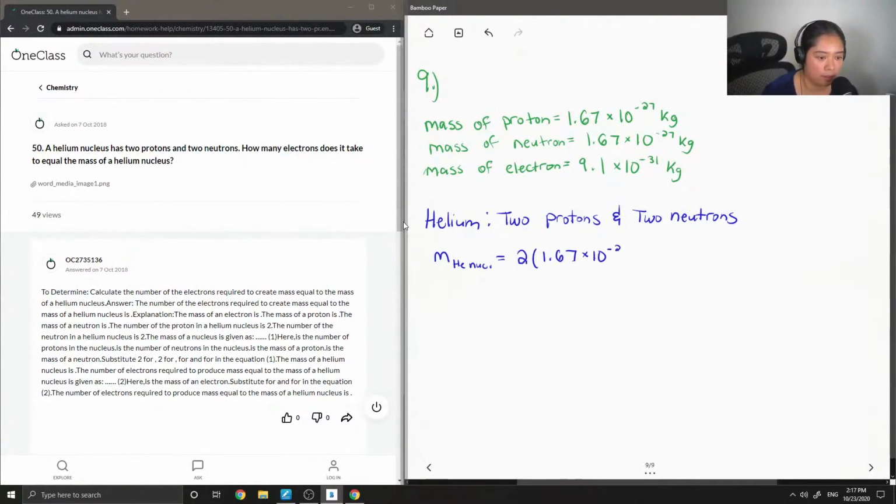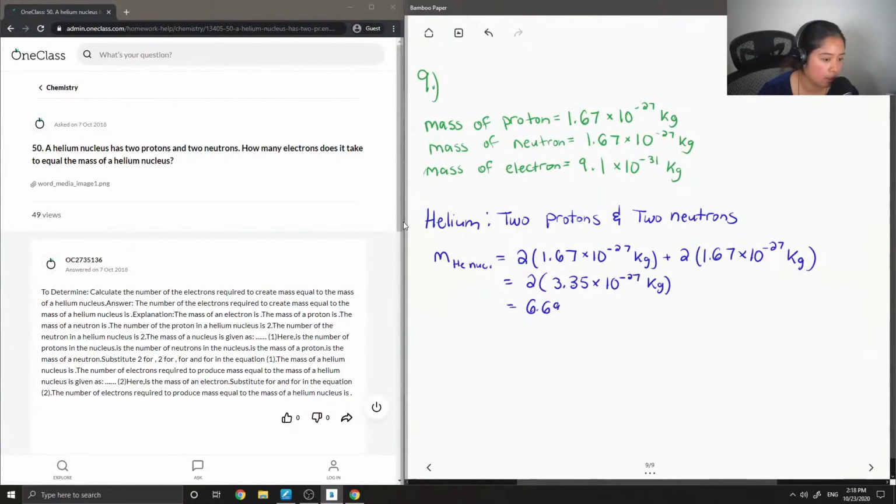So even though they're the same value, I'm just going to separate the 2 just because it's good practice. Okay, so then when we simplify this, it's the same thing as writing 2 times 3.35 times 10 to the negative 27 kilograms. Then we can calculate the mass of our helium nucleus to be 6.69 times 10 to the negative 27 kilograms.